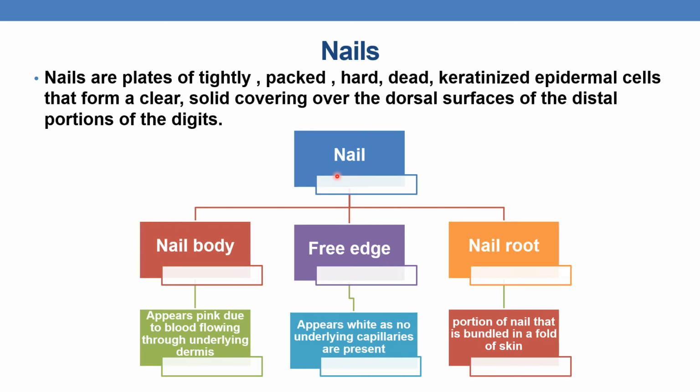Every nail is composed of 3 regions: nail body, free edge and nail root. The nail body appears pink due to the blood flowing through the underlying dermis. The free edge appears white as no underlying capillaries are present, whereas the nail root is the portion of the nail that is bundled in a fold of the skin.